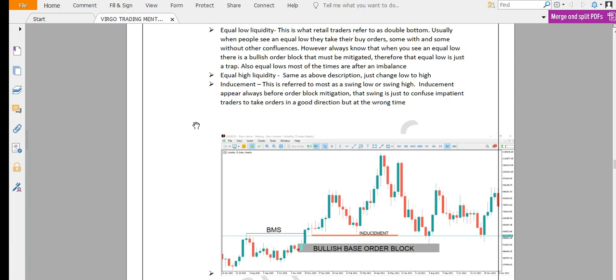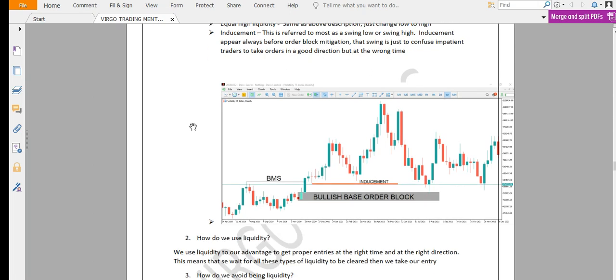And then what is that inducement? This is referred to most as a swing low or a swing high, right? Inducement appears always before order block mitigation. That swing is just to confuse impatient traders to take orders in a good direction, yes, but at the wrong time. Here's an example of that inducement.